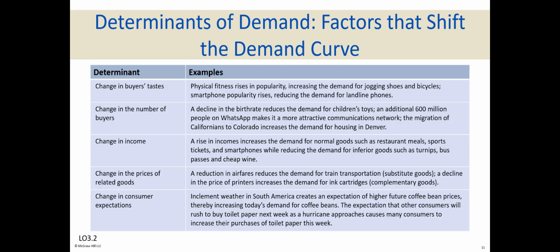So here are some examples. Change in buyer's taste. For instance, physical fitness rises in popularity. Therefore, there is an increasing demand for jogging shoes and bicycles. Smartphone popularity rises, and that reduces the demand for landline phones. Change in number of buyers. For instance, a decline in birth rate reduces the demand for children's toys.